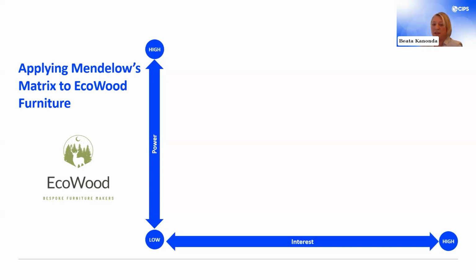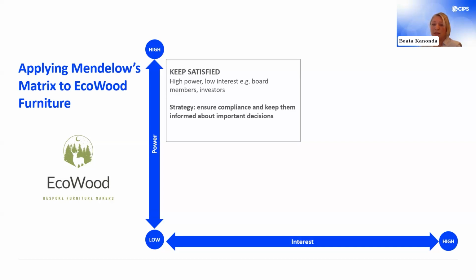In the Keep Satisfied quadrant, she places stakeholders like board members, environmental regulators, and investors. They have high power, but low interest in the day-to-day activities of EcoWood supply chain management. Board members have the power to influence or veto major business decisions, but as long as the supplier change aligns with EcoWood's strategic goals, such as maintaining sustainability, their interest in day-to-day process will be minimal.